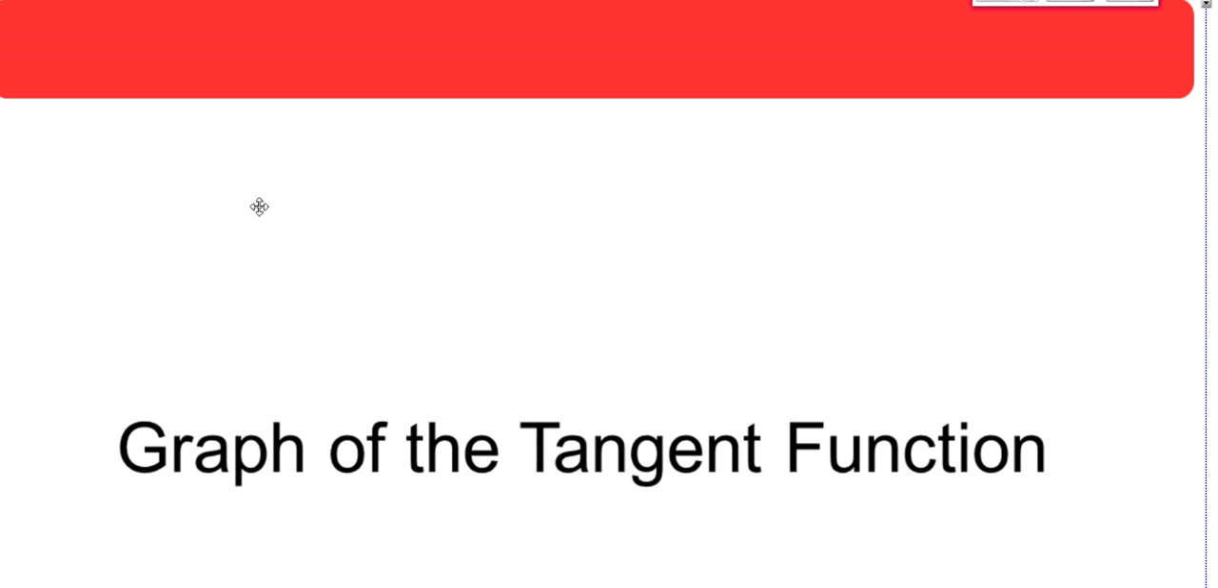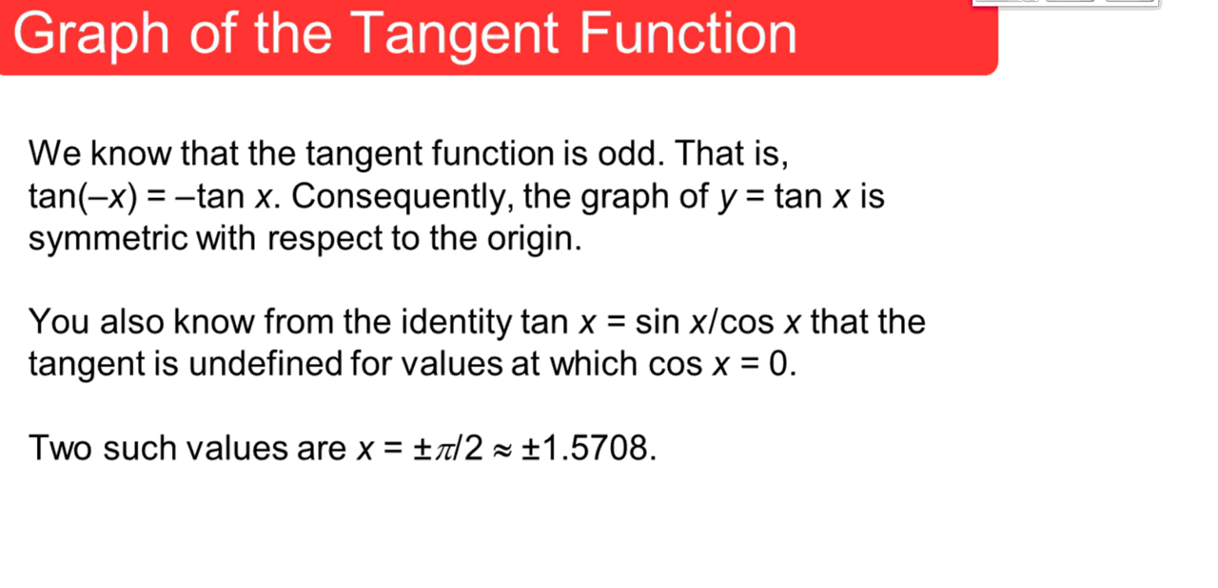And just like with sine and cosine, we want to have a good picture of just a plain old tangent function in our notes. So we know that the tangent function is odd, and that is, the tangent of negative x equals the negative tangent of x. And so this graph of y equals tangent x is symmetric with respect to the origin. That means that if we turn it 180 degrees, it maps onto itself around the origin.